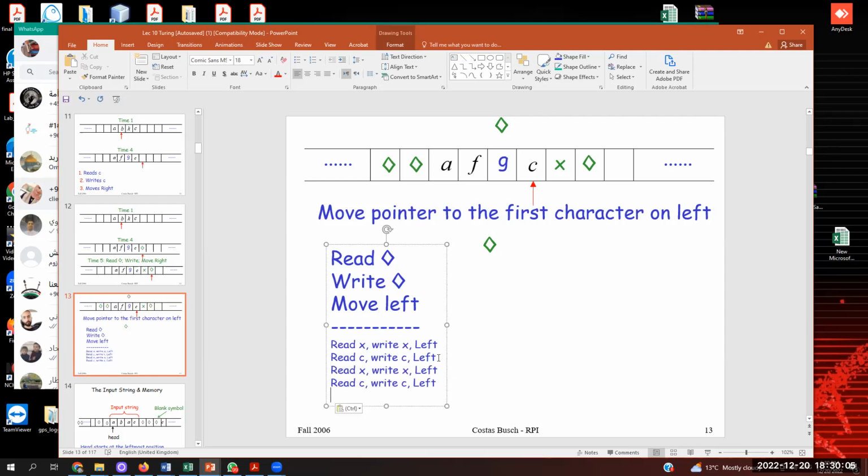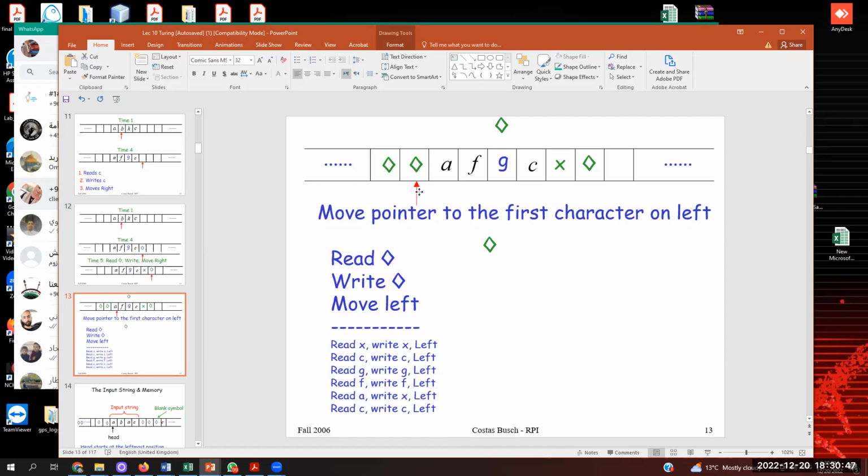Save my time. Then after the C, the X. Now read C. Now I'm here. Now I will read G, and I will write G and move left, and then the F, and F, keep it back. So I am here. I read F, read A. Now I will do read A, write A, move to the left.